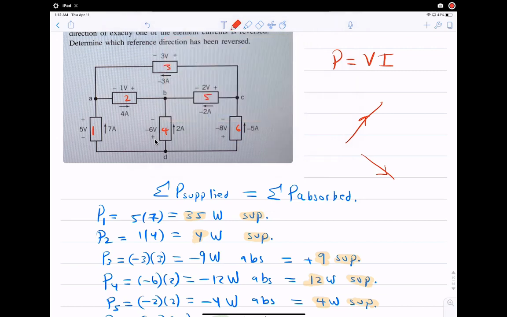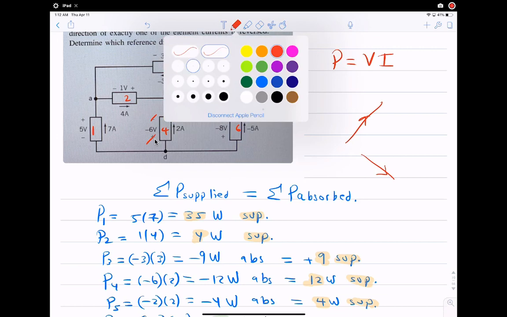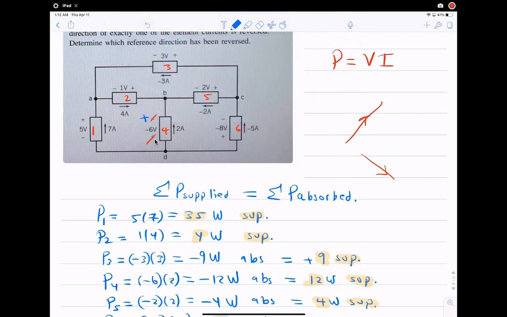And this is simple. Just erase them and put a positive sign up and a negative down. So I only reverse the polarity. Don't reverse the polarity and the current. If you do so, then it's like you did nothing. You have to only make one change in the circuit.